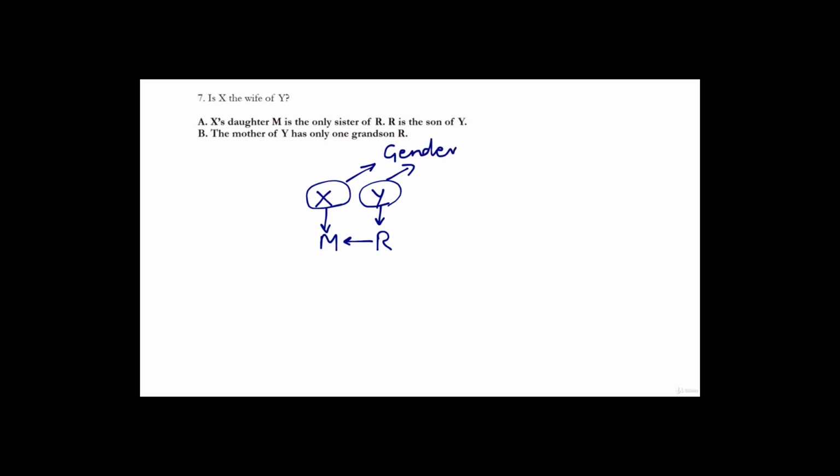So X is the daughter of M. Sorry, X is the daughter of M. Sorry for this. Whatever I did earlier was correct. X's daughter is M, and M is the only sister of R, and R is the only son of Y. We don't know the gender of X and Y, so we cannot find the answer. We cannot say whether X is the wife of Y.